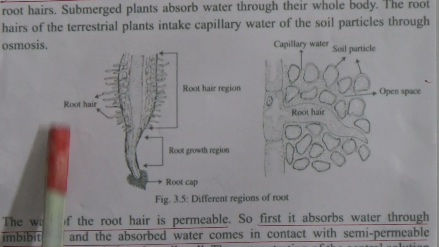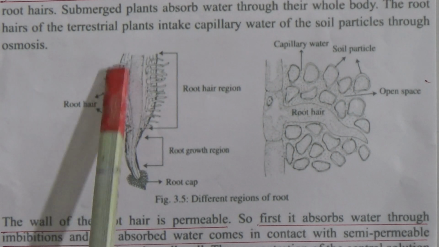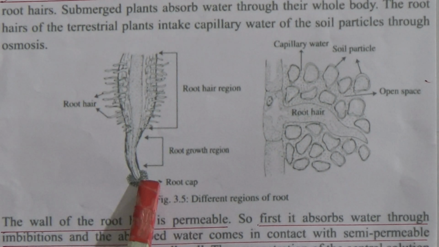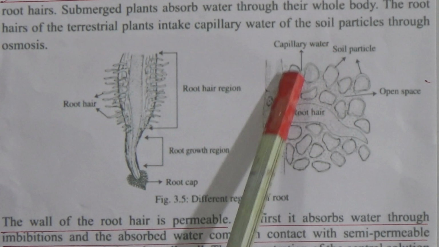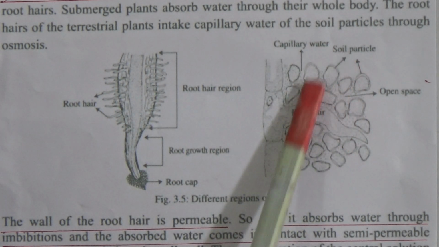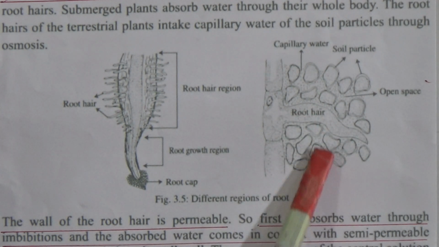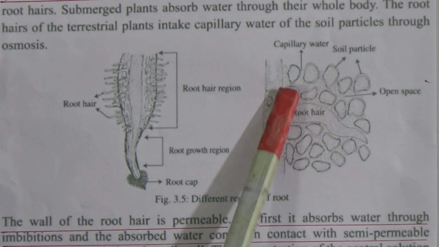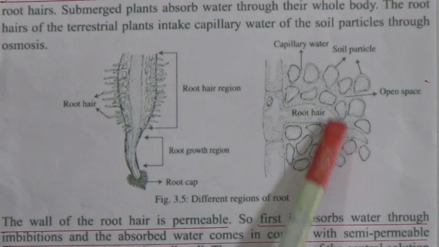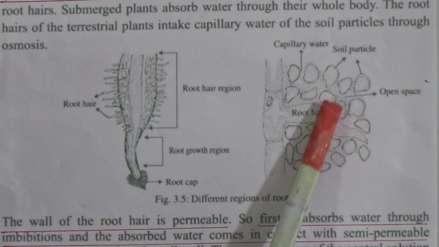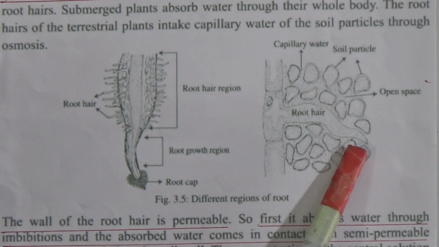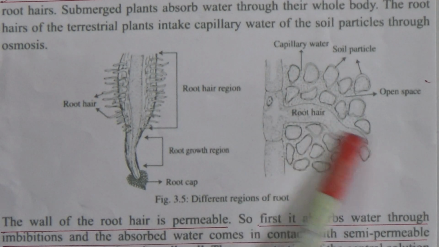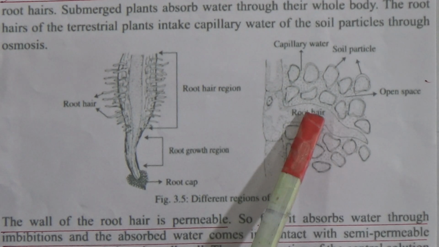If you observe this picture, it is the root hair of the root, and this is the root cap, and this is the growth region of the root. This is the picture of the soil; inside the soil the water is known as capillary water, and the root hair absorbs the capillary water through imbibition, and when it gets inside the root hair, then the osmosis procedure occurs.